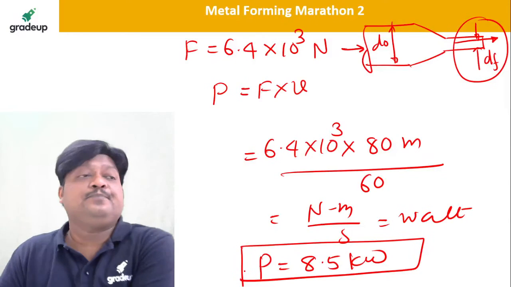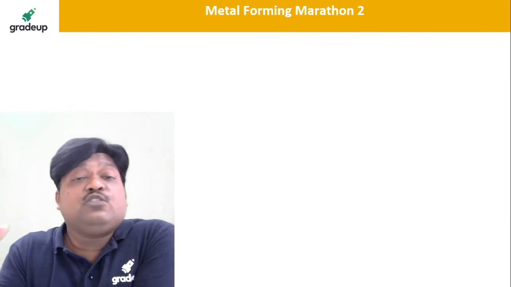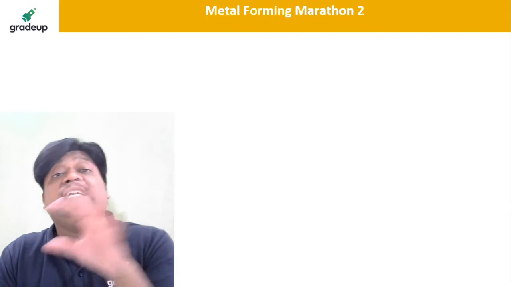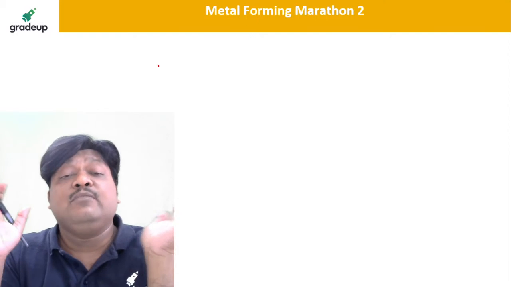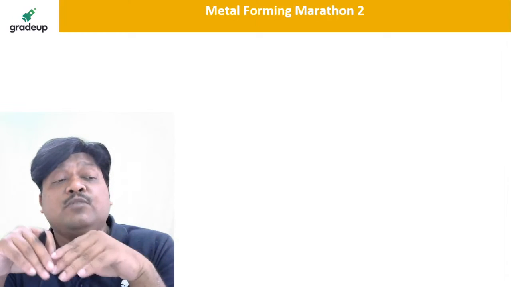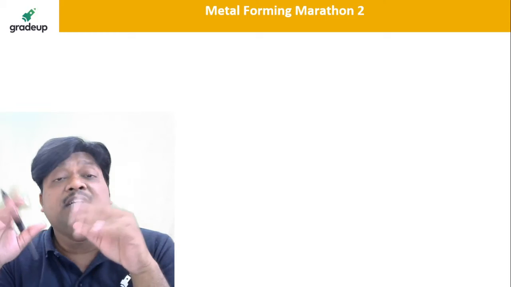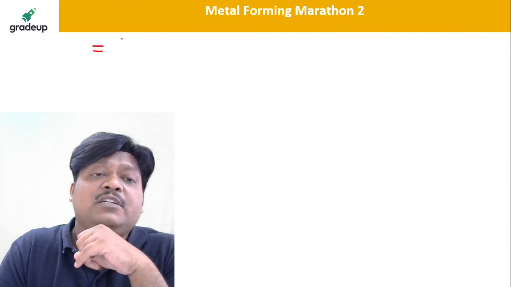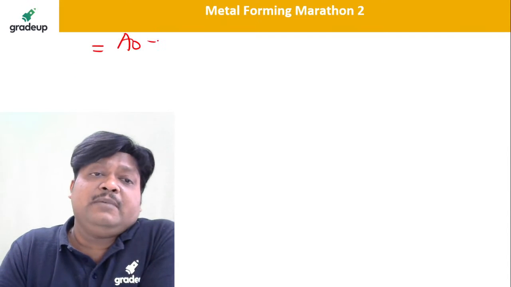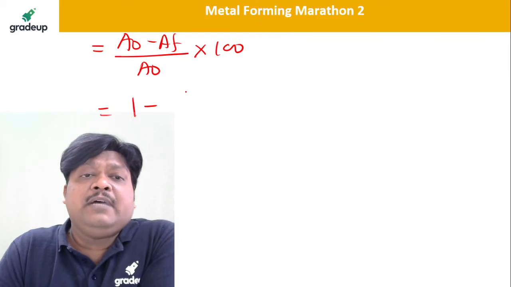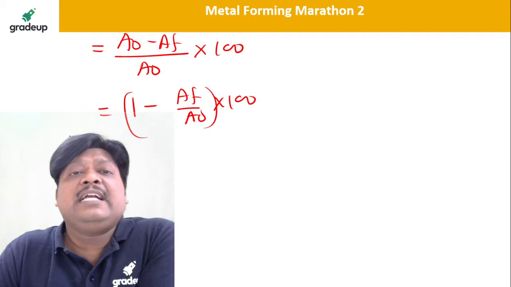Very nice. Suppose anybody asks you what is the maximum possible reduction in area in the ideal case of deformation. What is the maximum possible deformation you can get in the wire drawing operation in the ideal case? So you know how to calculate the maximum possible reduction in the area: A original minus A final divided by A original into 100. That means 1 minus A final divided by A original, into 100. This is the maximum possible reduction.